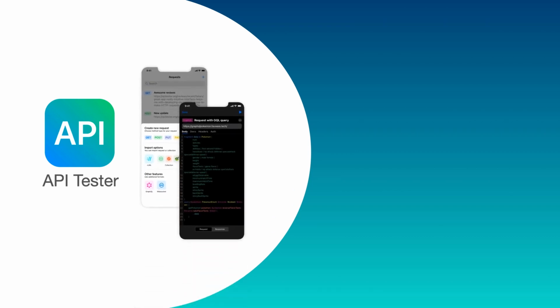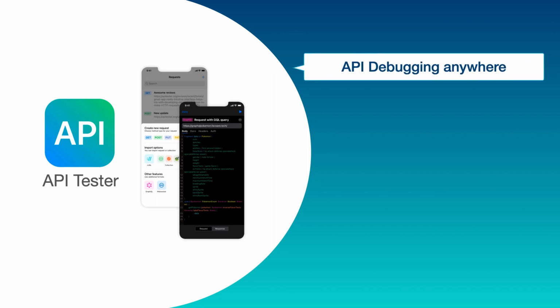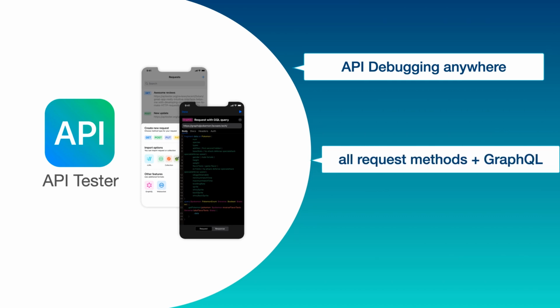This time I come up with a very good application for testing your API calls with smartphone. I'm talking about API Tester. Now you do not need to carry your laptop everywhere for this purpose, and you can do debugging or test your APIs anywhere. It supports all major request methods and it also supports GraphQL.